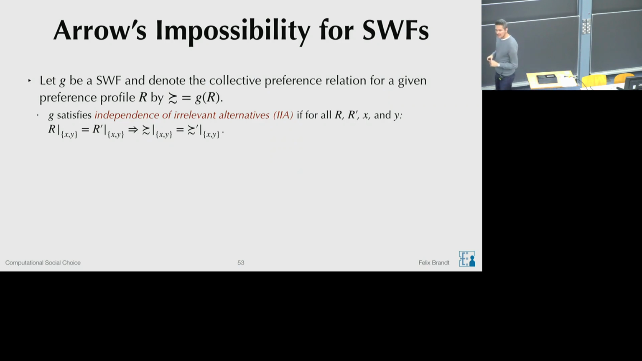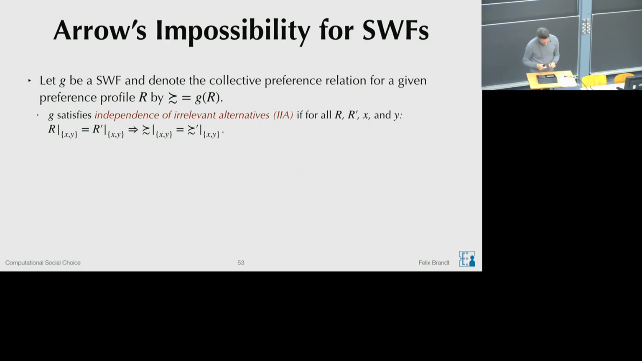If you recall, I introduced IIA as independence of infeasible alternatives. There was a reason for that, because in the social choice context, it's about preferences over alternatives that are not in the feasible set, that are outside of the feasible set. If we talk about social welfare functions, there are no feasible sets anymore. We are basically just boiling everything down to pairs of alternatives. Therefore, in the definition of IIA, we have two different preference profiles, R and R prime, and two different alternatives, X and Y.